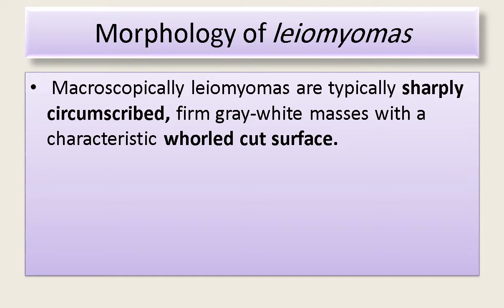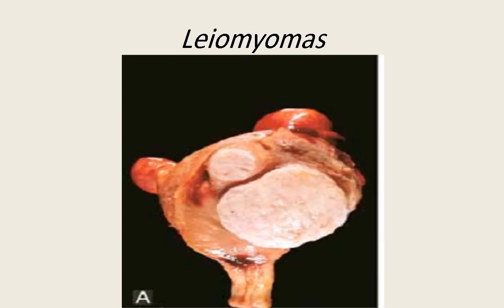Macroscopically, leiomyomas are typically sharply circumscribed. We will see a photo in a minute. They are firm, gray-white masses with a characteristic whorled cut surface, whirling, rounded like the onion skin. This is the characteristic macroscopic appearance of the leiomyoma or fibroids: well circumscribed, firm, white to gray, with a whirling pattern.